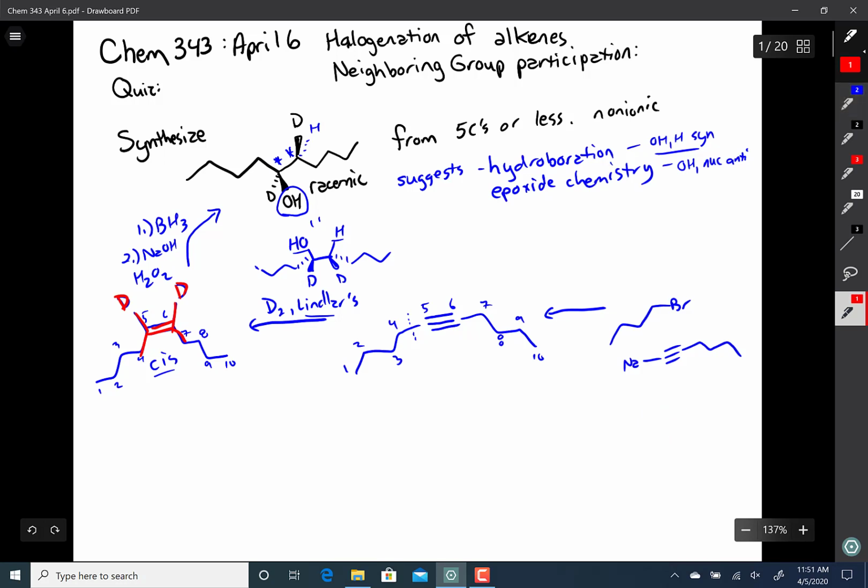You could have drawn it like this, and this is okay. So either one of these two is okay, but just don't draw the triple bond to the sodium.